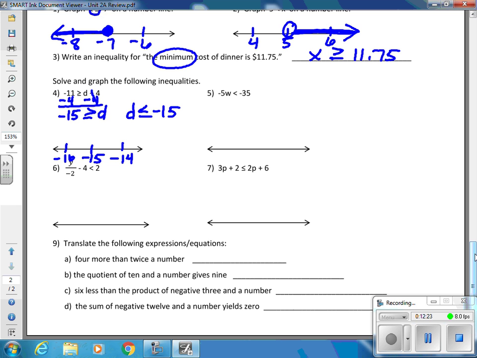Right? Because it's got a piece of the equal bar, you should be having a closed circle. And now that we know it says d is less than or equal to negative 15, we are going to shade to the left side of that problem.